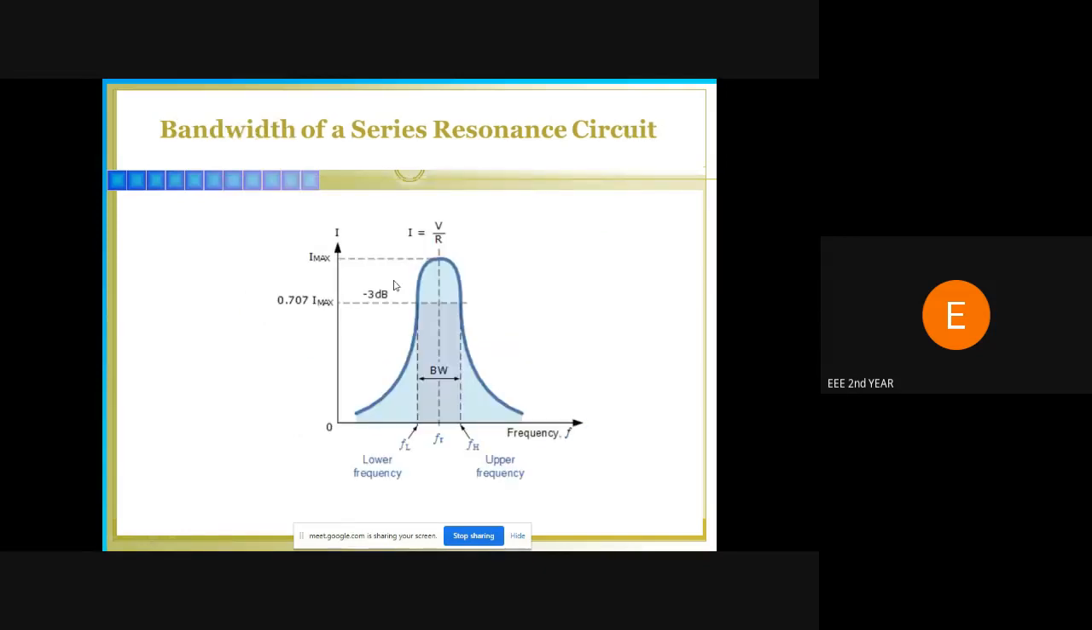And the bandwidth of the series resonance circuit is a very important topic. The bandwidth is the range between the lower and upper frequencies, in between which the resonant frequency occurs. See here, in this case, the current is maximum. In between we have the lower frequency and higher frequency, and this range is called the bandwidth, right?